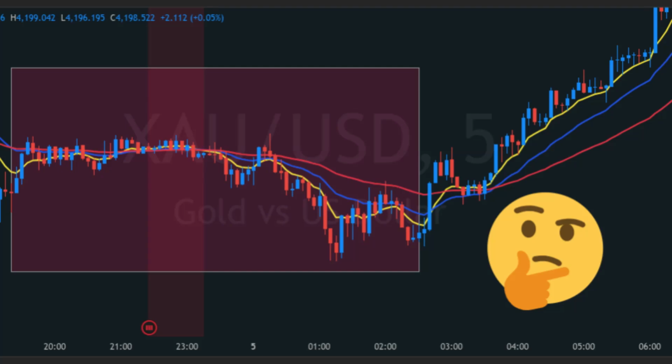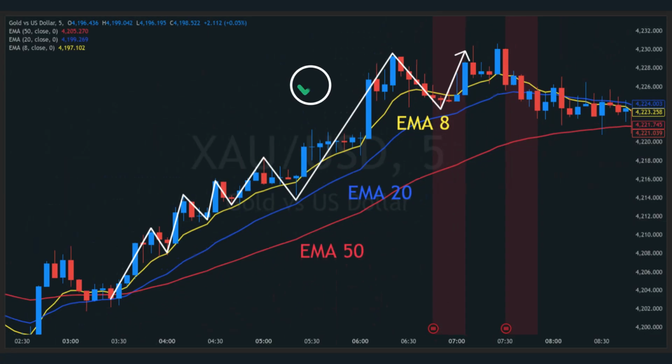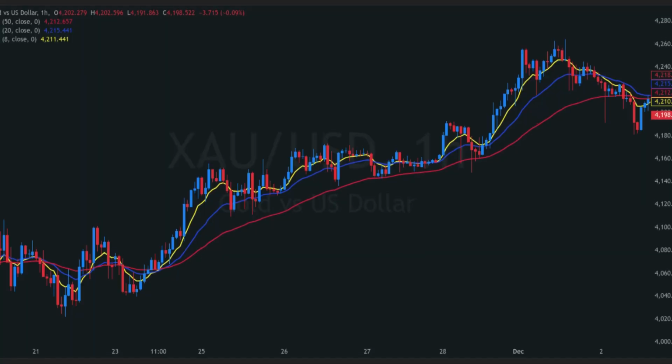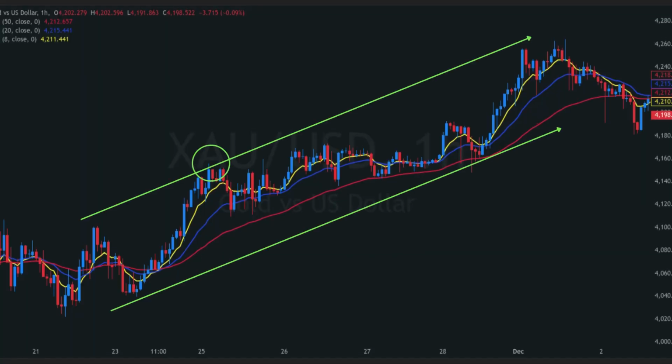Look here. Price is above the EMA 50. The 8 is above the 20. The 20 is above the 50. That's a clean bullish stack, meaning gold is trending. Higher high. Higher low. Another higher high. This is what a healthy uptrend looks like. Especially on gold to USD.